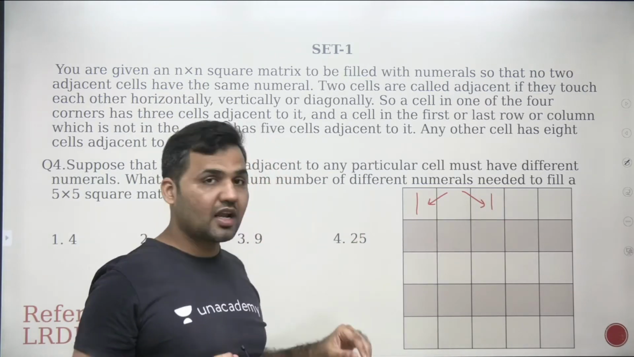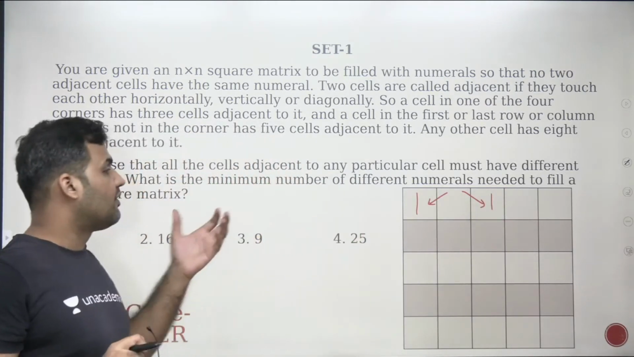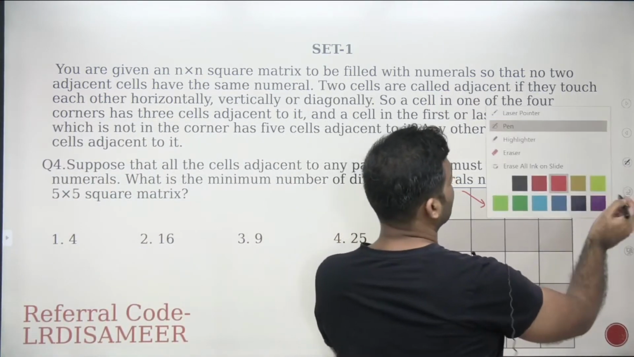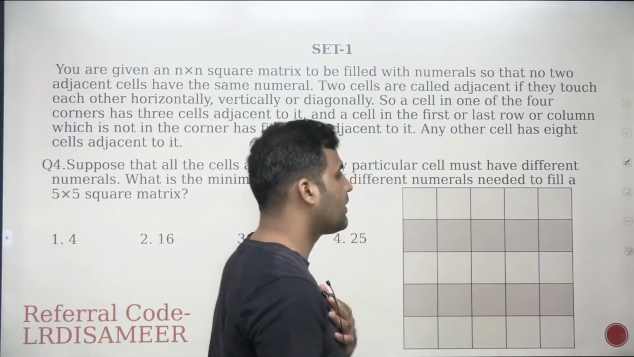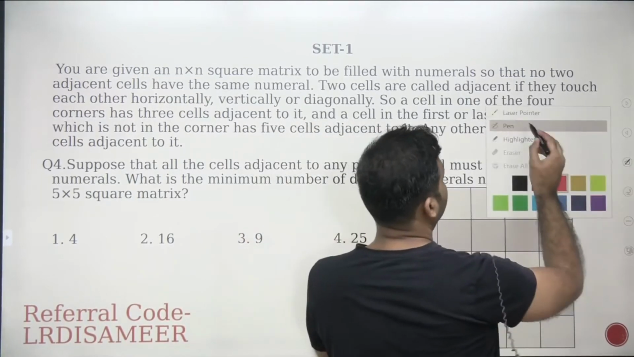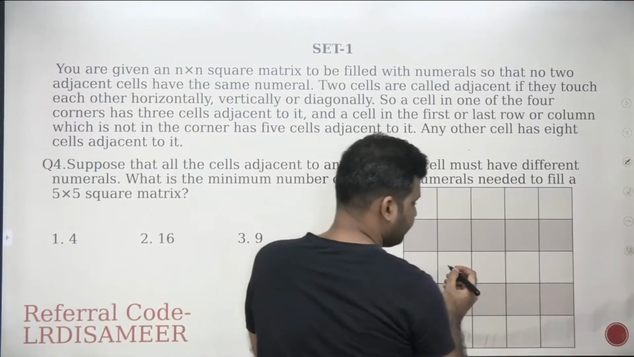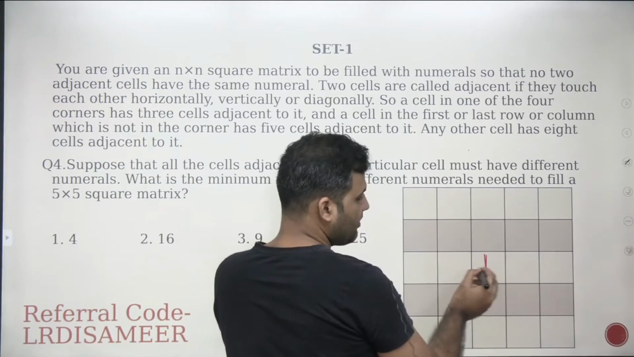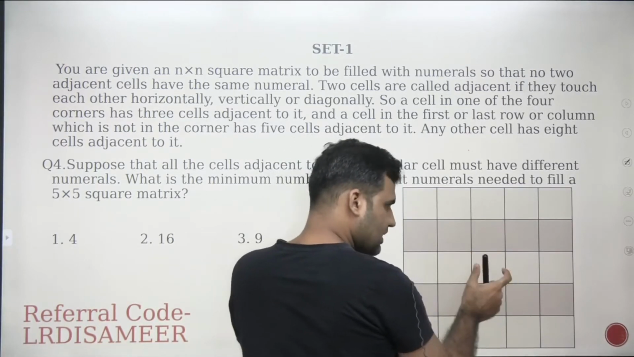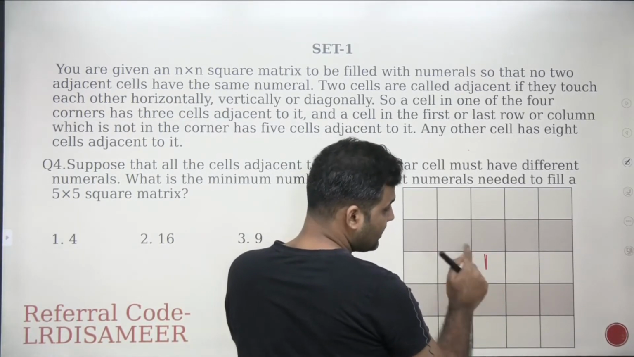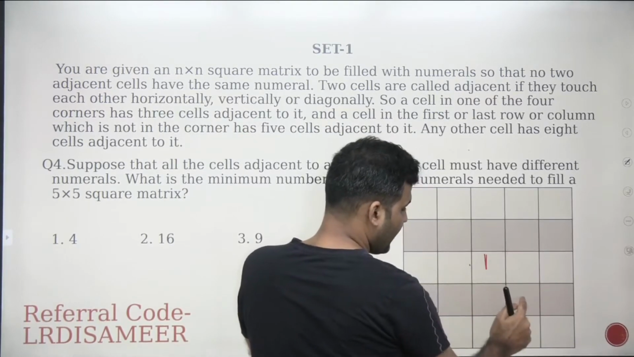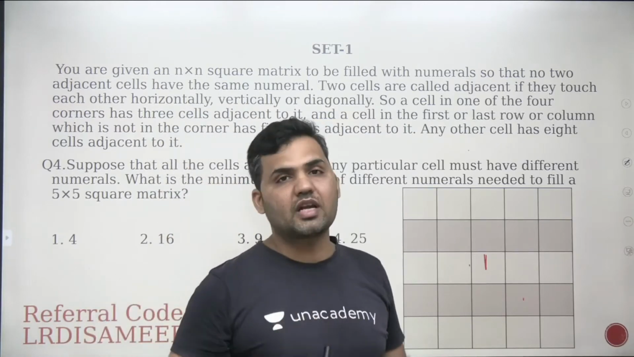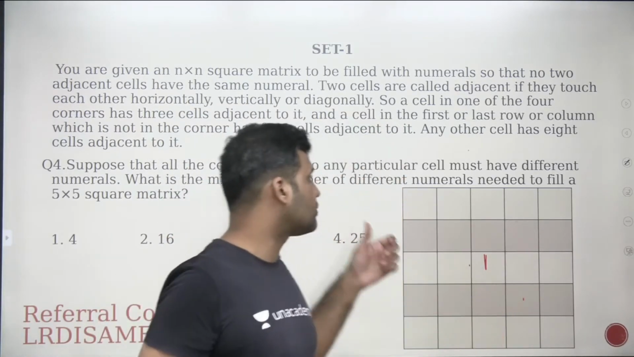So there's a new condition here, and now the question is asking the minimum number of digits required to fill the 5 into 5 square matrix. Where do we start the question from? If I start from here, let's say I'm using number 1 here, how many cells are adjacent to this particular cell? 3, 5, 7 and 1: 8 are the adjacent cells, and I need 8 different digits to fill these places to satisfy the condition of this question.